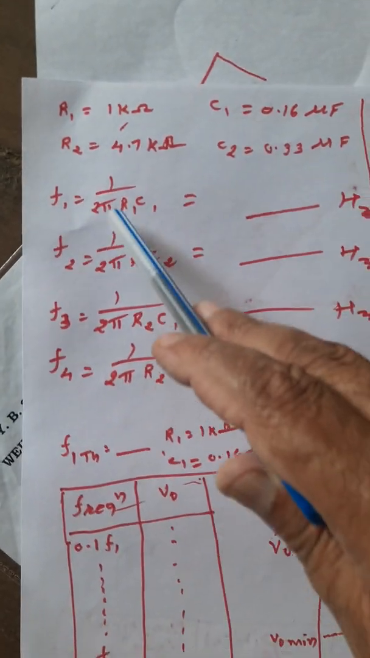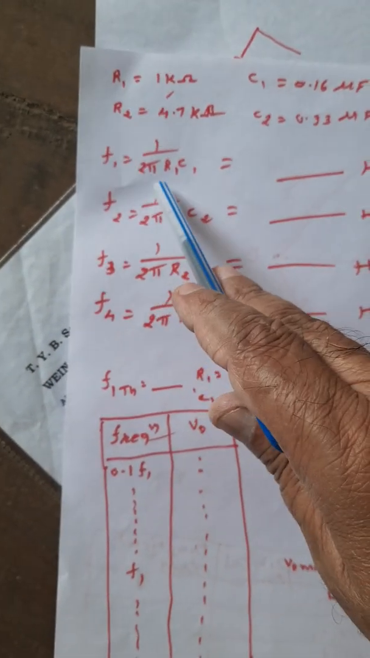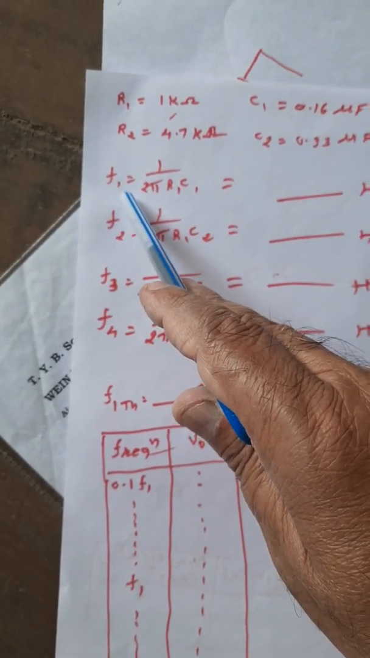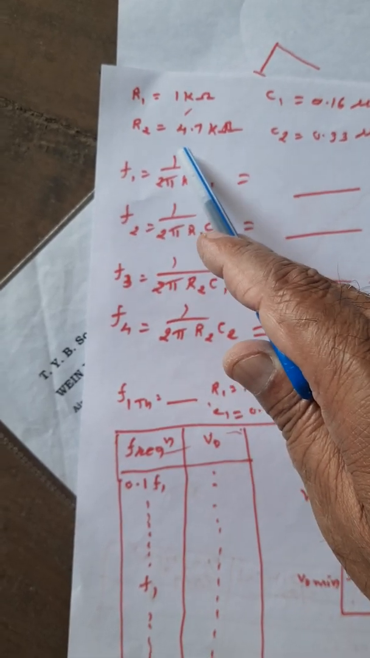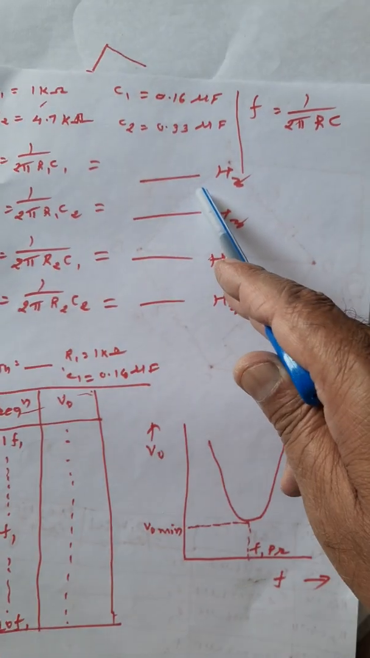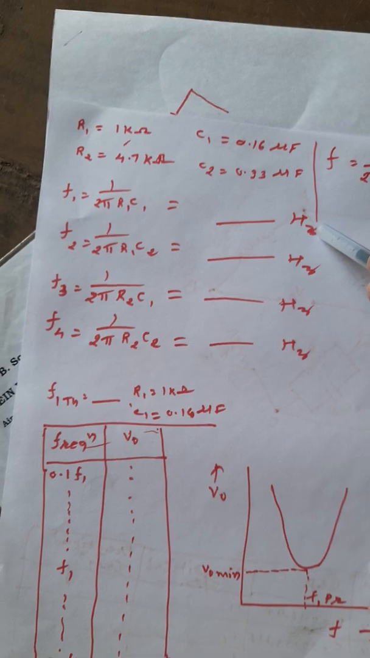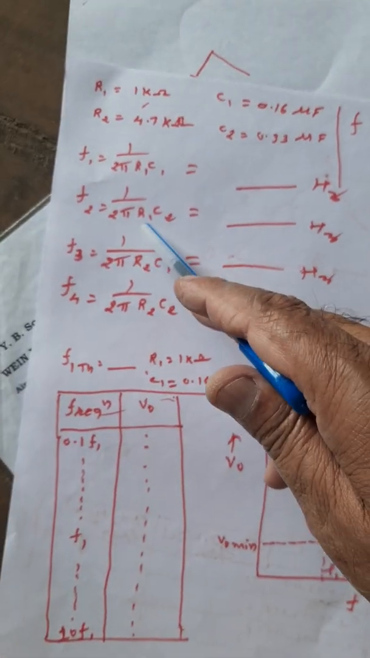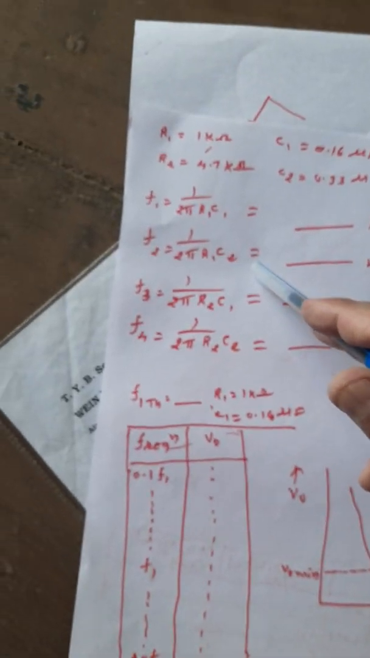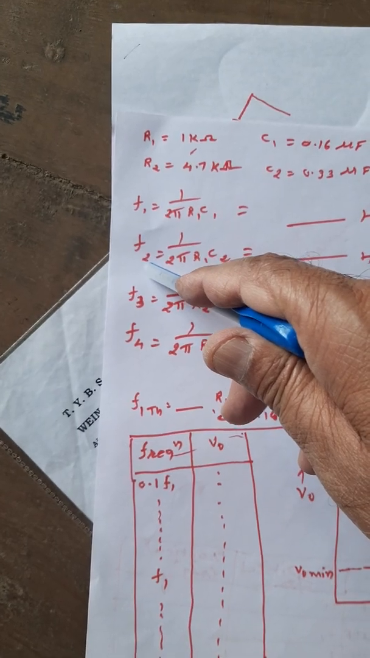So we are using the formula that for a value of R1 and C1, this bridge is going to balance at a frequency F1, and that F1 will be calculated as 1 divided by 2 pi R1 C1. That will be some frequency value you will get, in Hertz. Similarly, if we select a combination of resistor R1 and capacitor C2, then we have a different frequency F2 where the bridge is going to balance.